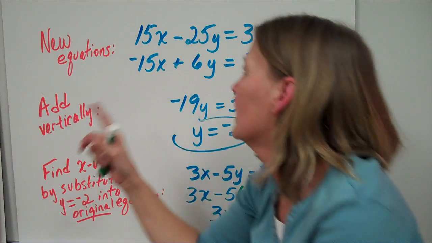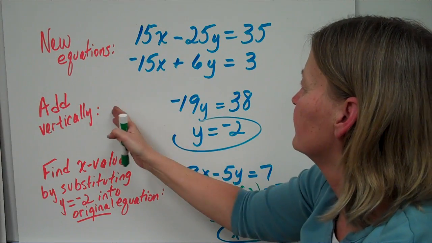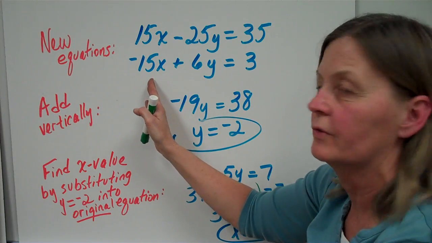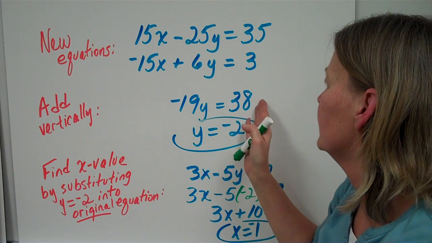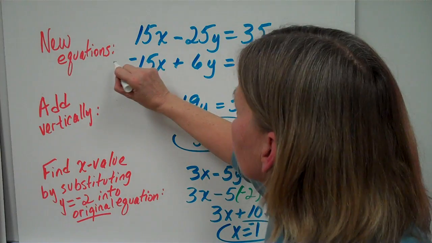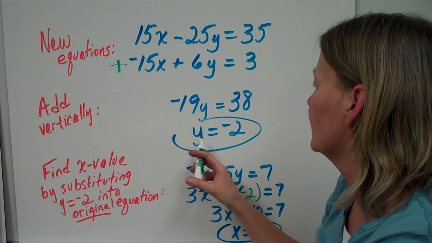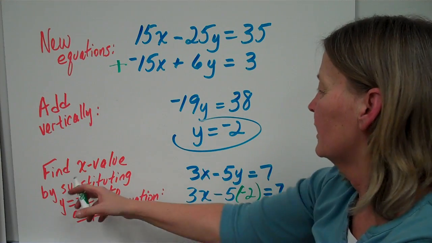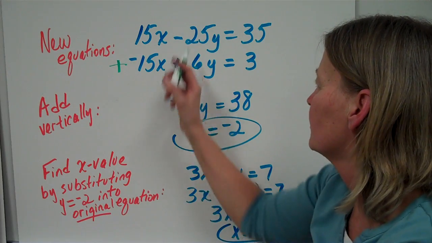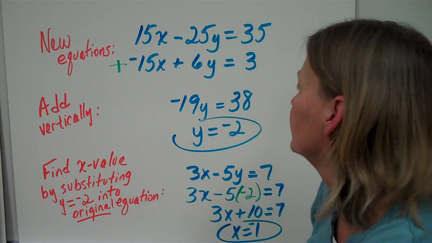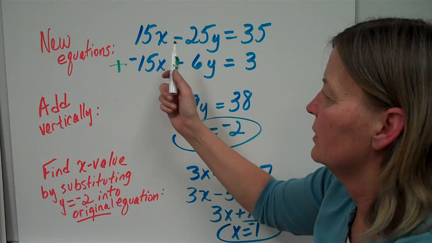So to continue that problem, I rewrote that for you, and we're right back to where we were. We're going to add vertically. This is the additive inverse that creates a 0. This gives us negative 19y, adding here, and again, I'm going to put that plus sign in there. Divide by negative 19, you get y is negative 2. And again, to find your x value, substitute y equals negative 2 into one of the original equations. It does not matter which one, the original equations as opposed to these new equations.